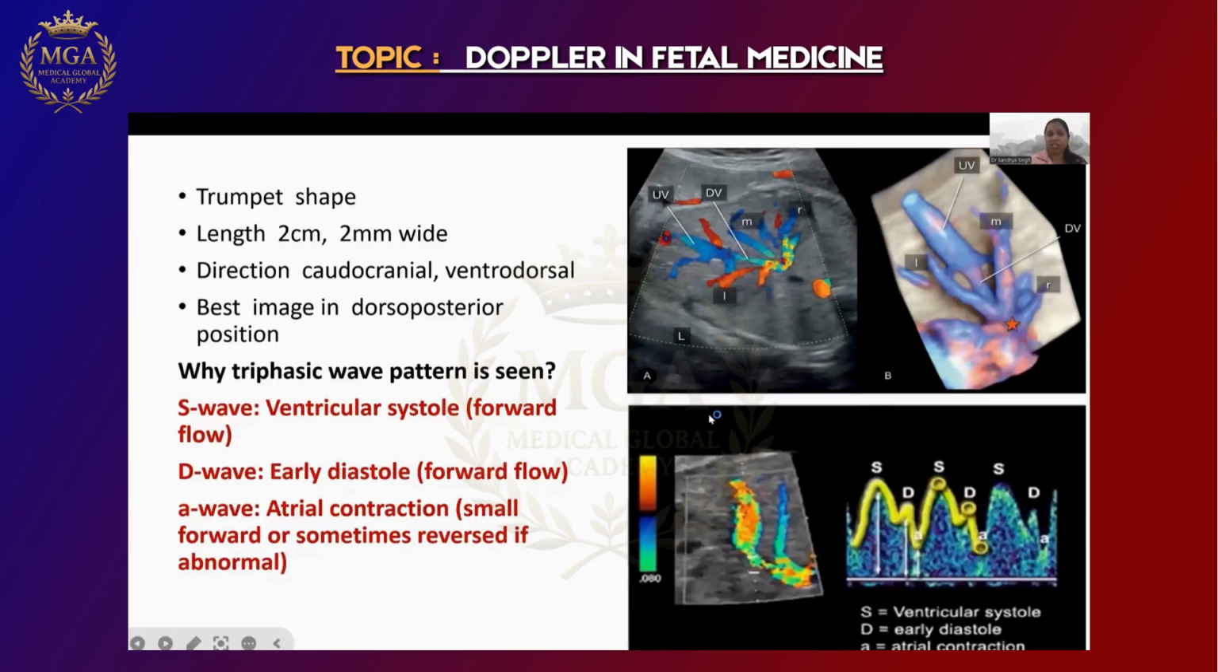Because they are directly connected to the heart, when the ventricular systole happens, they will have an S wave. When the diastole happens, they will have a D wave. And even when the atria contracts, they will have an A wave. In DV, ductus venosus, all three waves are positive, that is above the baseline: S, D, and A. But in IVC, this A wave is negative. Normally it is negative. Why?